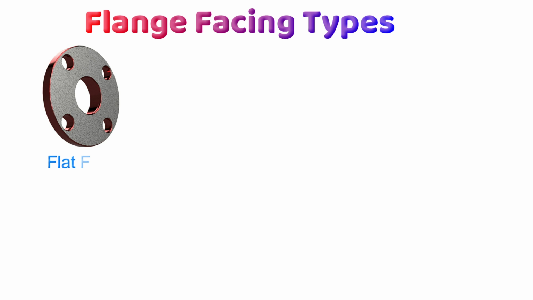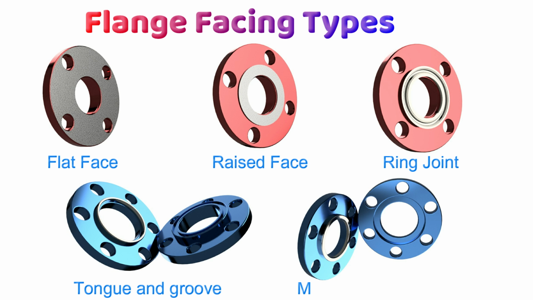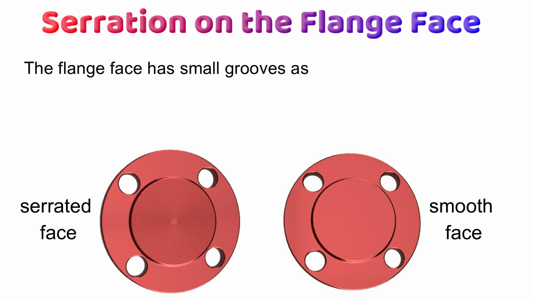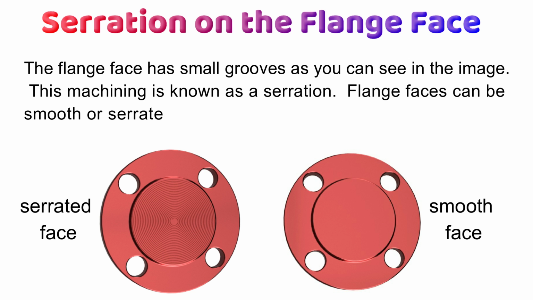Based on flange facing type, it can be further classified as flat face, raised face, ring joint, tongue and groove, male and female type. Serration on the flange face. The flange face has small grooves as you can see in the image. This machining is known as serration. Flange face can be smooth and serrated type.